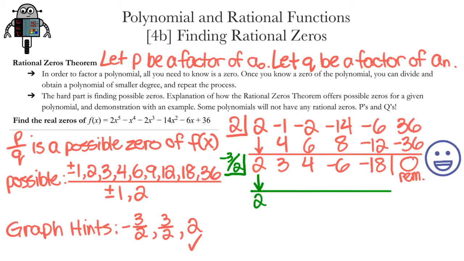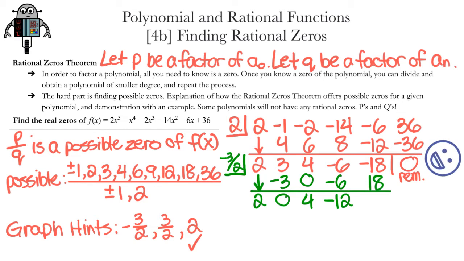Draw a horizontal line. Here we go again. 2 times negative 3/2 is negative 3. 3 plus negative 3 is 0. We like this one. 0 times negative 3/2 is 0. 4 plus 0 is 4. 4 times negative 3 halves is, well, 4 divided by 2 is 2, times negative 3 is negative 6. Negative 6 plus negative 6, negative 12. Negative 12 times negative 3 halves, well, negative 12 divided by 2, negative 6 times negative 3 is 18.